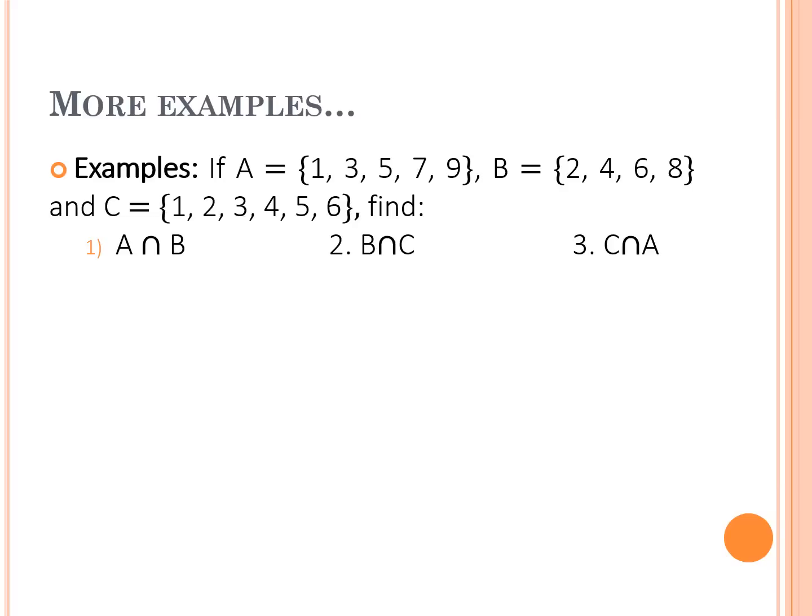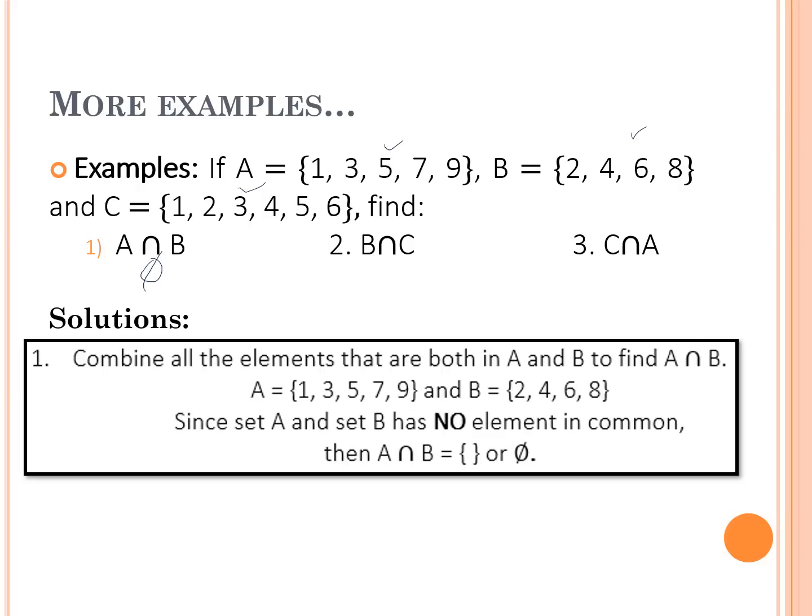Here are more examples. Again, we are given set A with elements 1, 3, 5, 7, 9, set B with elements 2, 4, 6, 8, and set C with elements 1, 2, 3, 4, 5, and 6. We are going to find number 1, the intersection of set A and set B. The common elements of A and B are, do we have any? We do not have any. That's why for number 1, the answer is an empty set or null set.